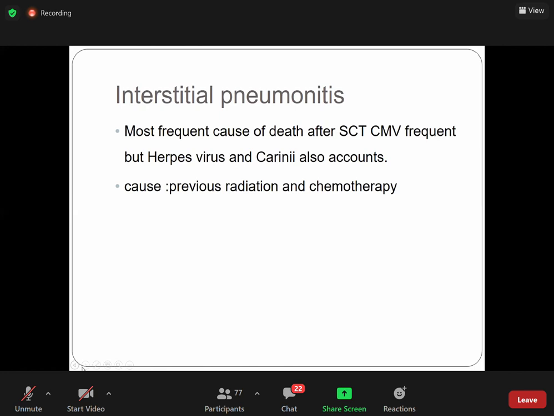What is candida? It is a yeast-like organism that causes disease in the immunocompromised patient. The yeast-like fungus causes disease in immunocompromised patients, and due to radiation and chemotherapy, the immune system is suppressed.